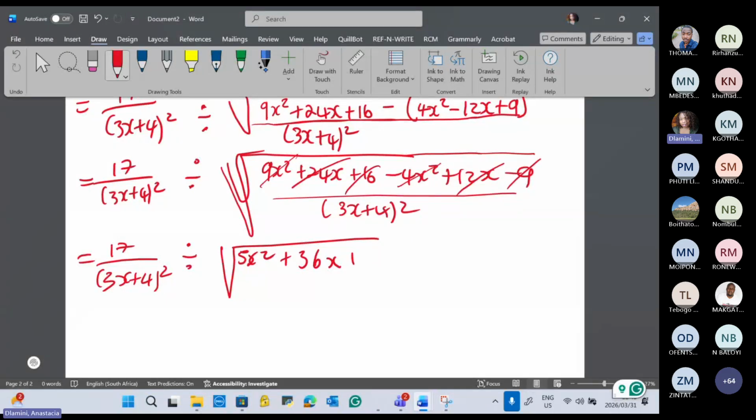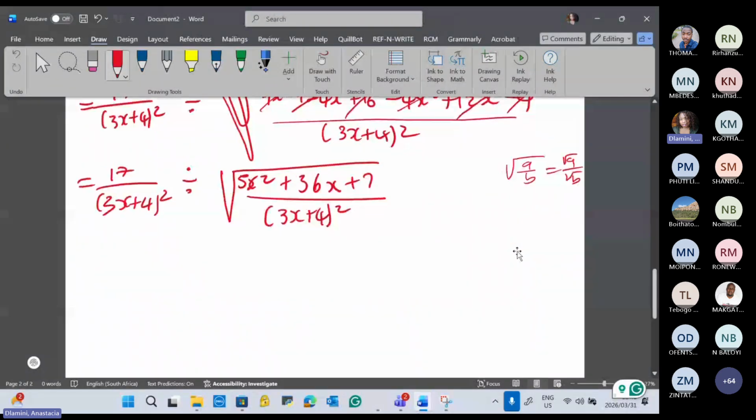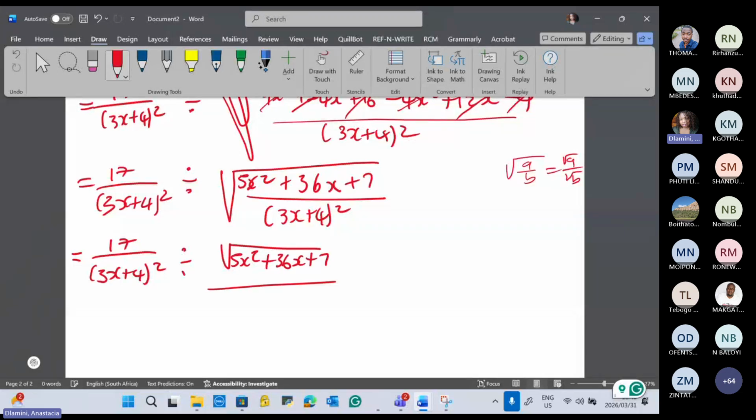Over (3x plus 4) squared. Remember the set properties that say the square root of a over b can be written as the square root of a over the square root of b. Yes. So let's use those properties. So 17 over (3x plus 4) squared divided by the square root of 5x squared plus 36x plus 7 over the square root of (3x plus 4) squared. So from here we can change the division into multiplication and swap the denominator and the numerator.